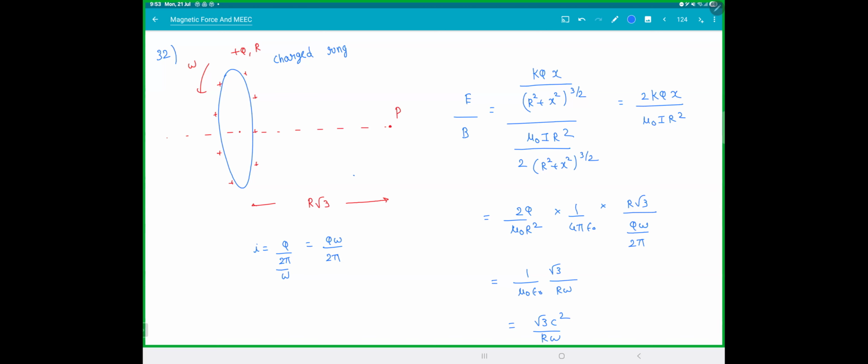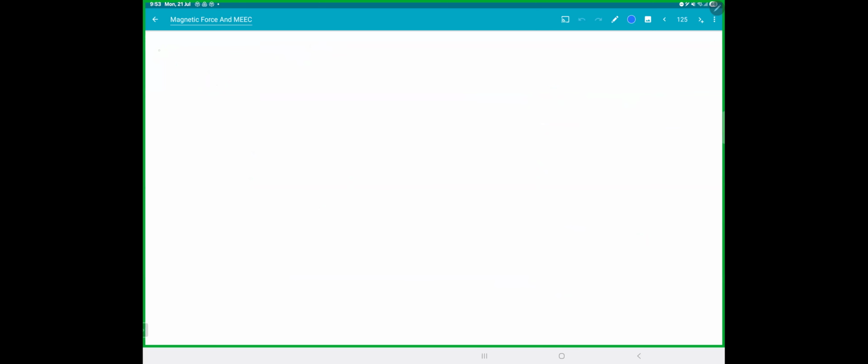Clear everyone? 1 by root mu naught epsilon naught will be c square. That is the ratio of e by b. So for different points, you'll get a different ratio, but the denominator always cancels off. So e by b is actually proportional to x, the distance. There, we combined electrostatics ka formula with the magnetic field ka formula.